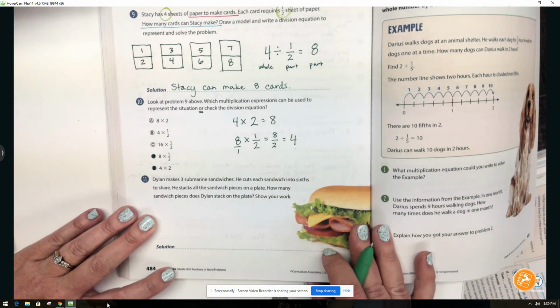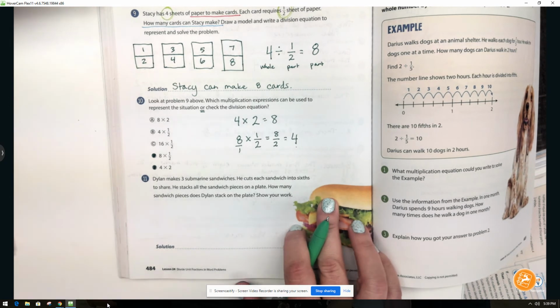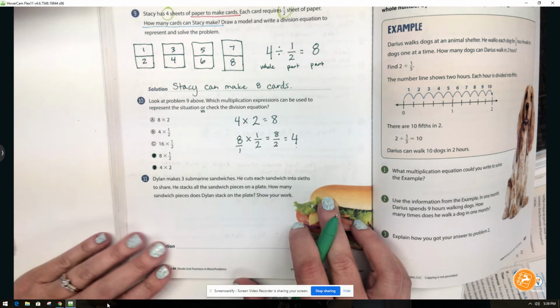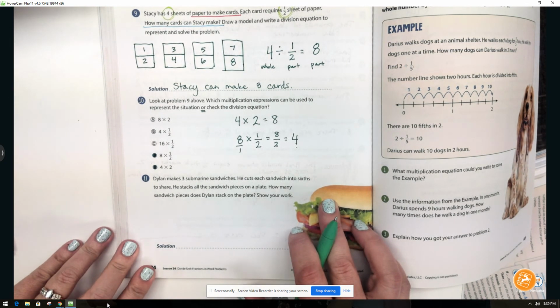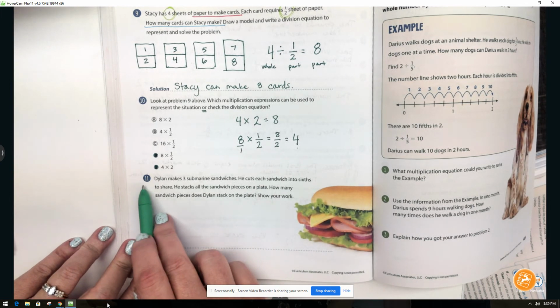Great job. You guys are really sticking with this, and I think that you're really starting to understand what's going on with this dividing fractions. Now let's look at number 11.